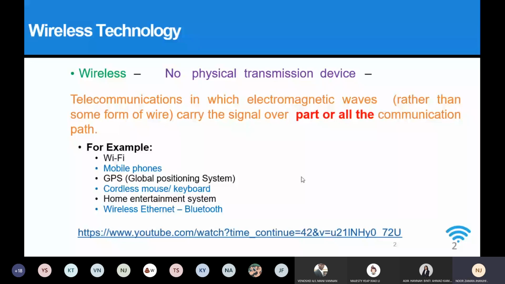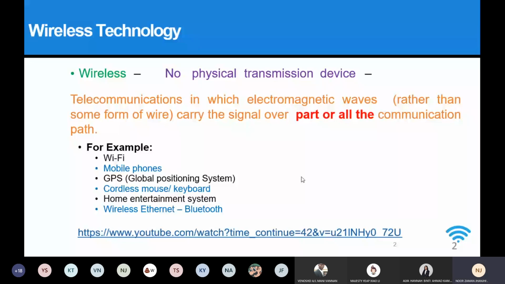Like the Wi-Fi in the university, in the office, or at our home. You notice that our wireless modems and Wi-Fi devices are also connected with a wired medium, whatever ISP service they provide to us. We are supposed to connect with them, and only the last part of it is wireless. That's why we say it is part of or all of the communication.